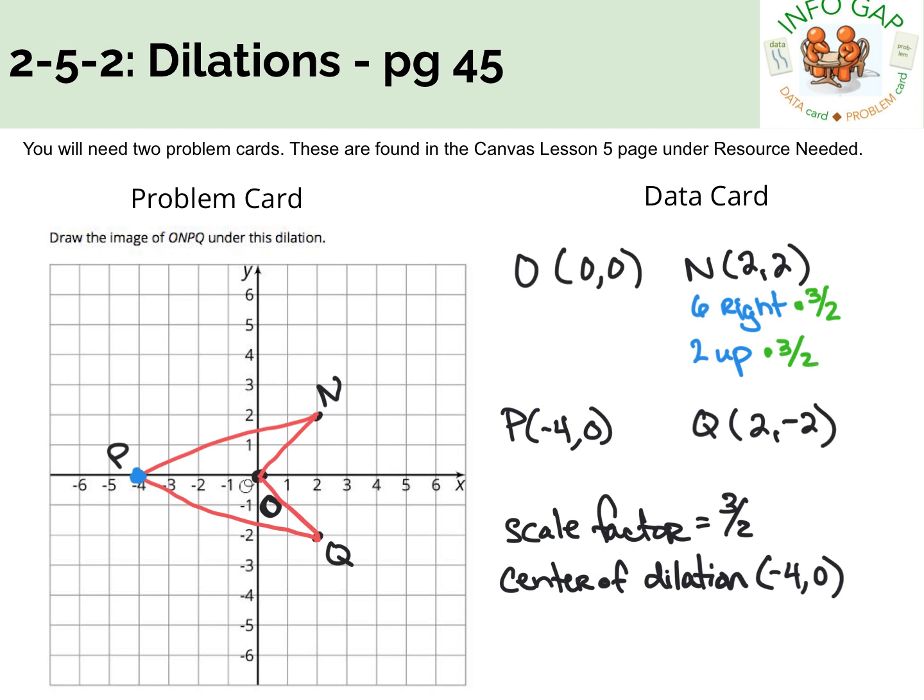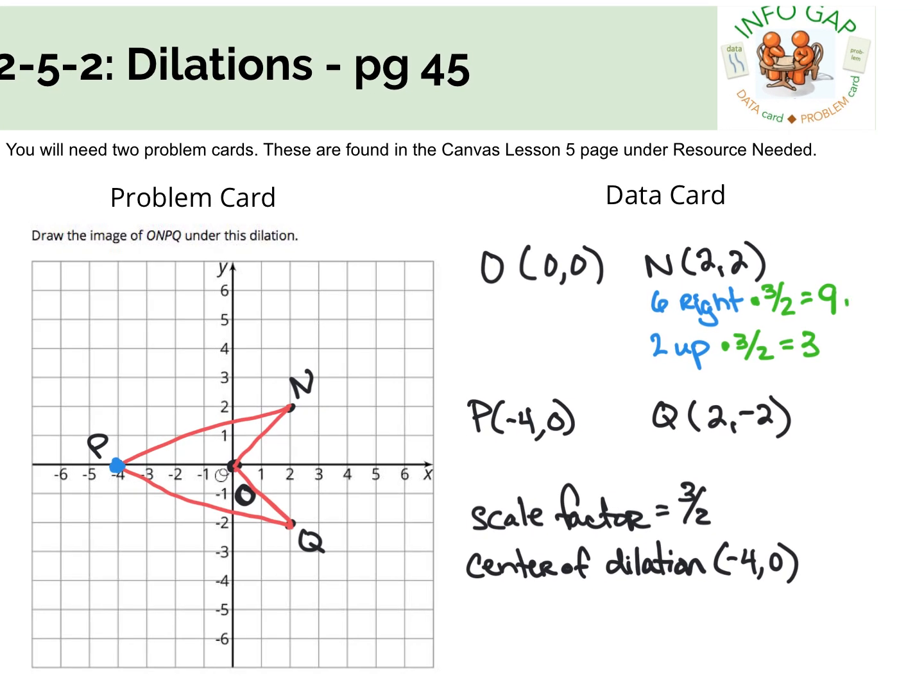Let's multiply those together. So we have 6 times 3/2. That is 9. 2 times 3/2. That should be 3. So we're going to go ahead and we're going to go 9 right, 3 up. So again, we're going to take it from our center point of dilation, which is -4, 0. So we're going to go 1, 2, 3, 4, 5, 6, 7, 8, 9 to the right, and then 3 up. 1, 2, 3. Here is N prime.